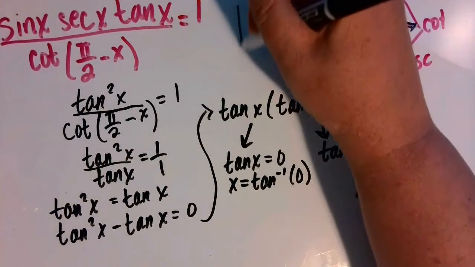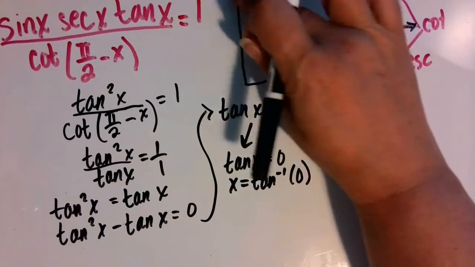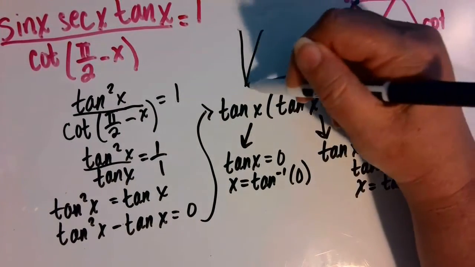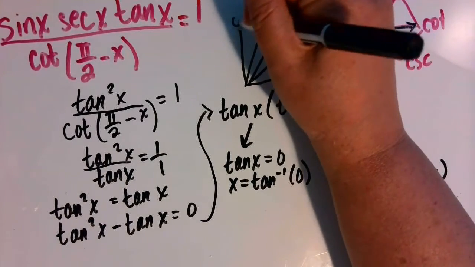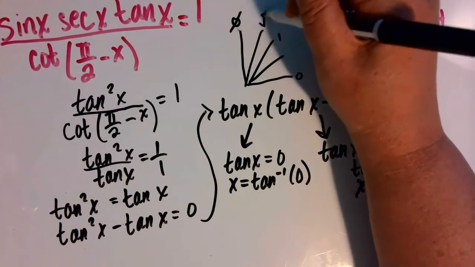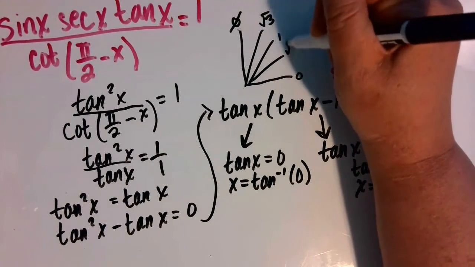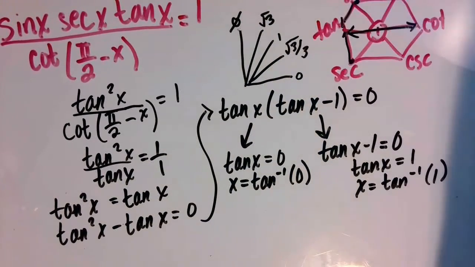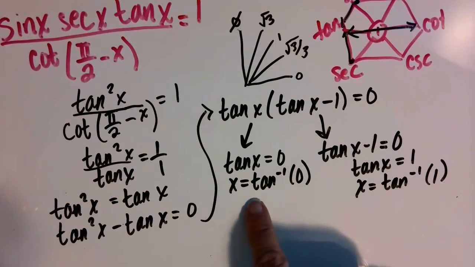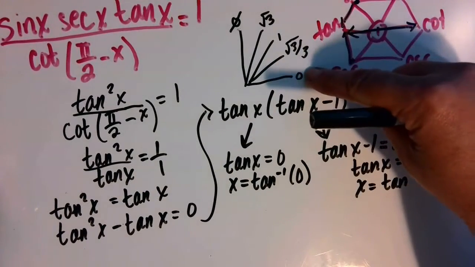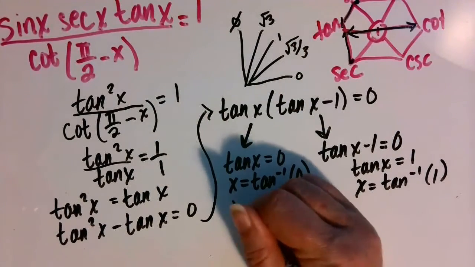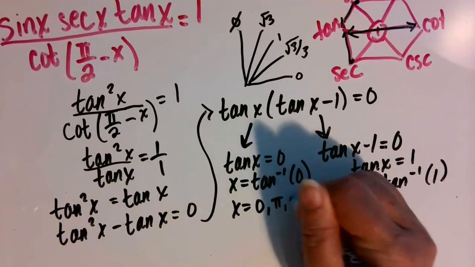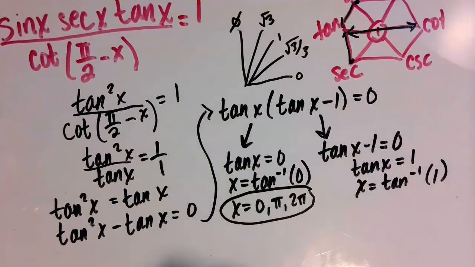And our tangents in quadrant 1, if you recall, we have a tangent of 0, 1, undefined up there at pi over 2. Then root 3 is pi over 3. Root 3 over 3 is the tangent of pi over 6. So the angle that has a tangent of 0 would be 0, 2 pi, and then reflecting over the y-axis, pi. So x equals 0, pi, and 2 pi would be our 3 possible answers for tangent of x equals 0.